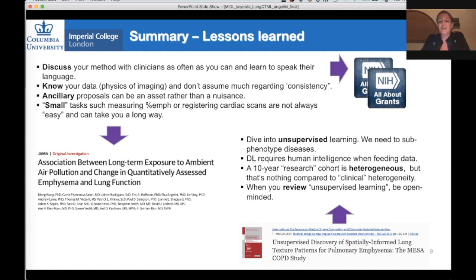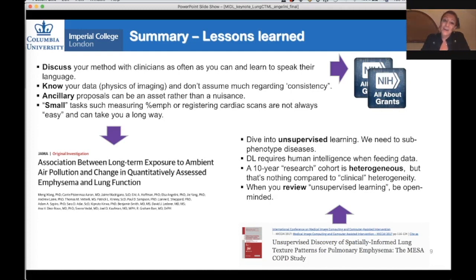Deep learning requires human intelligence, and especially when feeding the data. And that was really one big lesson to us when we worked with the UDA framework, that we had to pay more care than we were doing when sampling errors from the target and the source domains. A 10-year research cohort is heterogeneous, definitely, but that's nothing compared to clinical heterogeneity. So keep always that in mind when you're trying to be too specific to a specific research cohort.